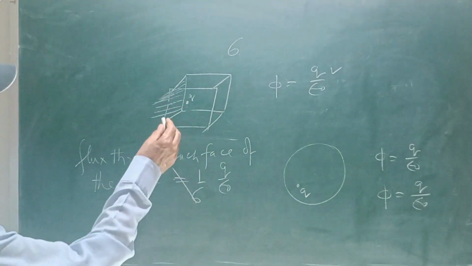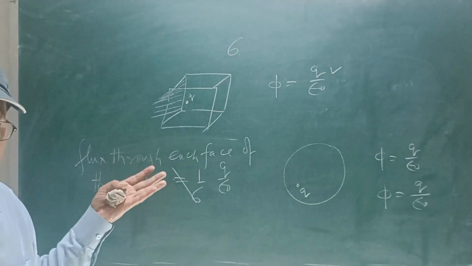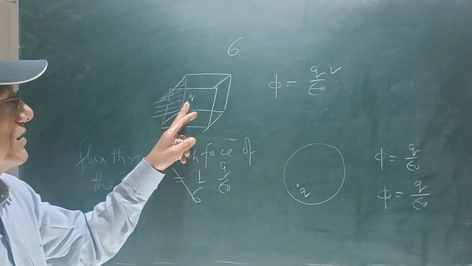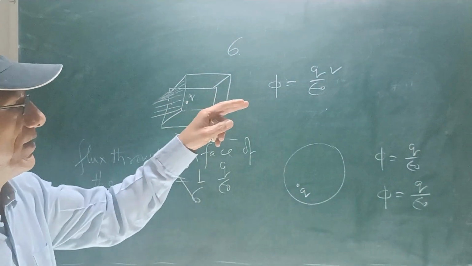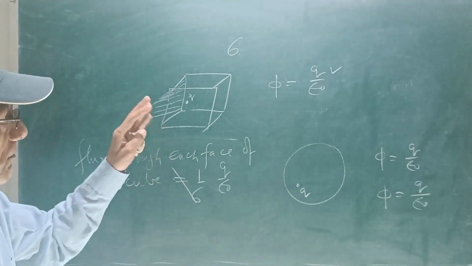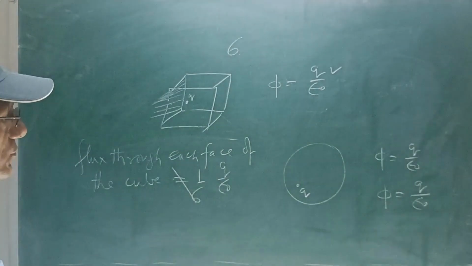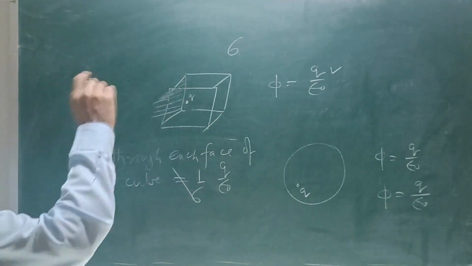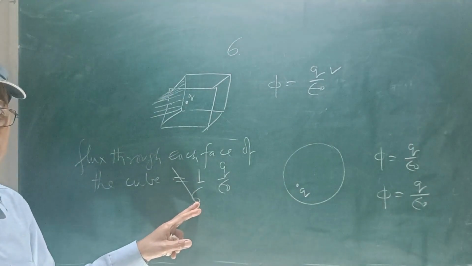But the surface which will be close to the charge will have more flux, and the surface which is far away will have less flux, but keeping the total flux q by epsilon naught. So this time it is not symmetrical, so every face will not have equal flux.